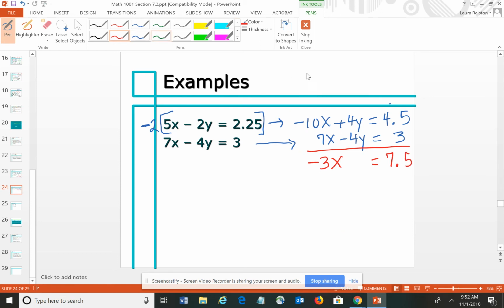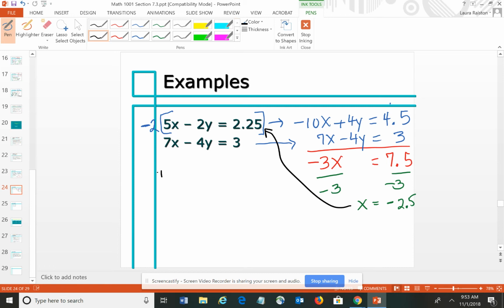I'm then going to solve that basic equation to figure out the value for x. I'm going to divide both sides by -3. So 7.5 divided by -3 gives me a value of x equals -2.5. I then take that value, remember, and I have to substitute it back into one of the given equations. So this time I think I'm going to go back to the first equation. It doesn't matter. You can choose.